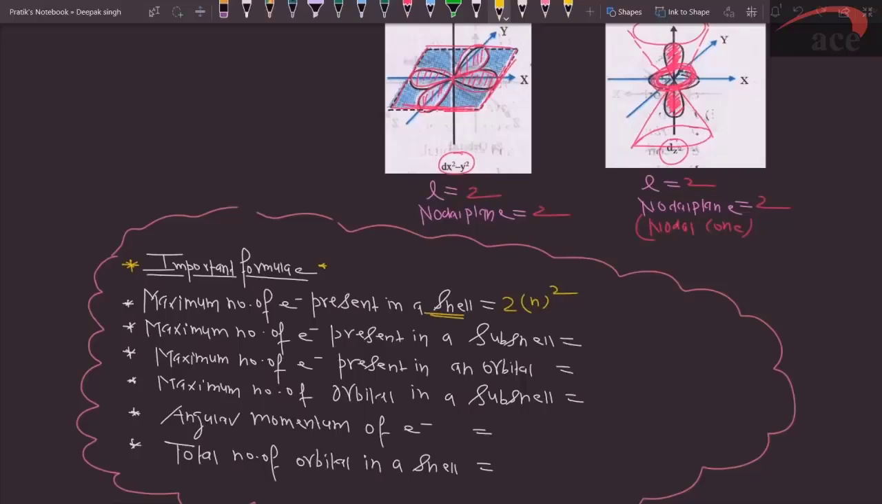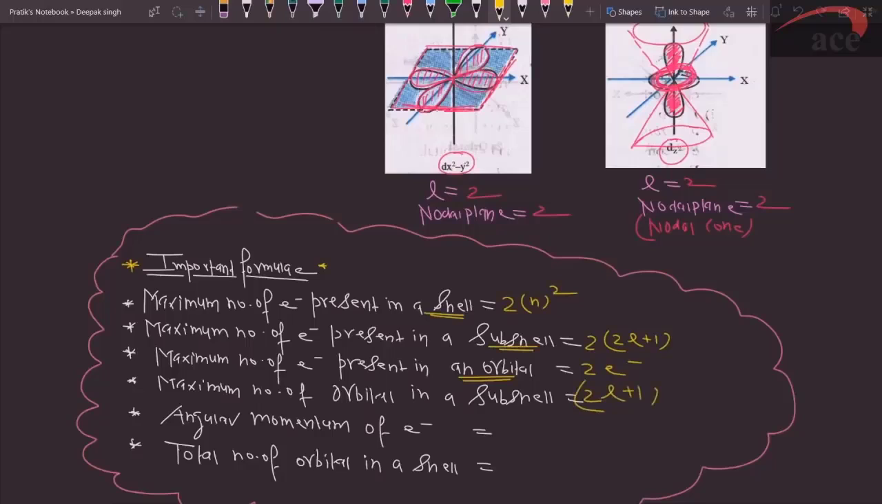Maximum number of electrons present in a subshell. So what should this be? This should be 2 into (2l + 1). Maximum number of electrons present in an orbital is always 2 electrons. Maximum number of orbitals in a subshell is 2l + 1.